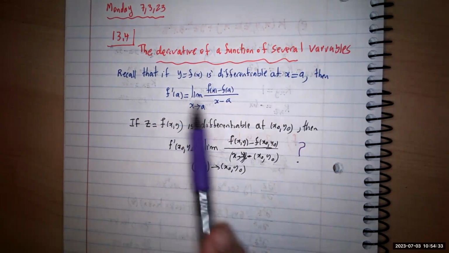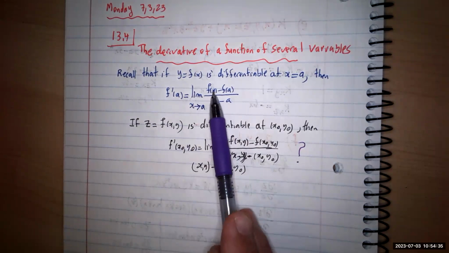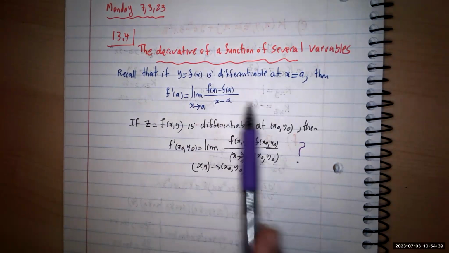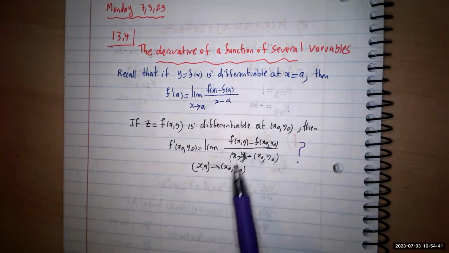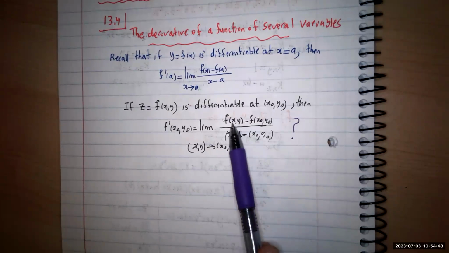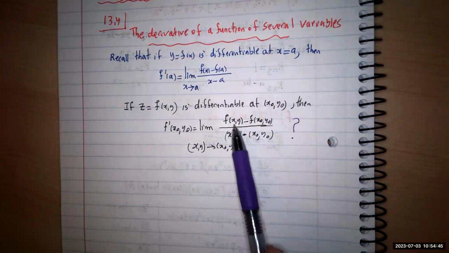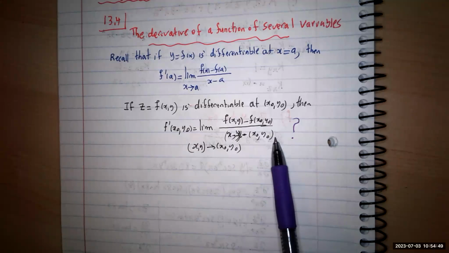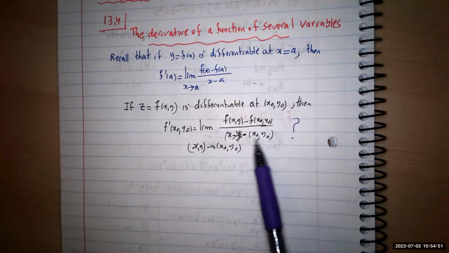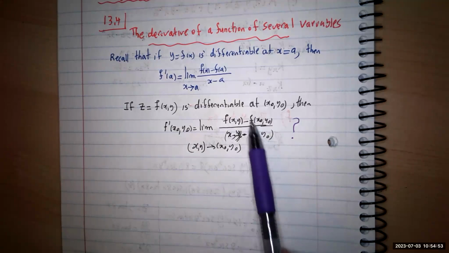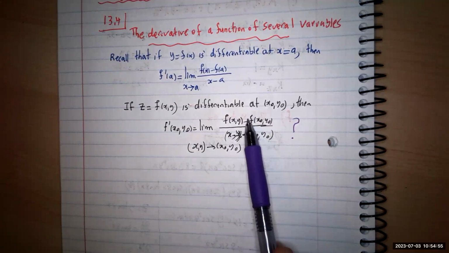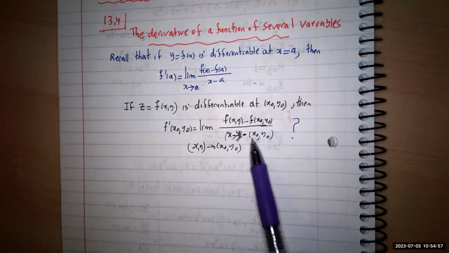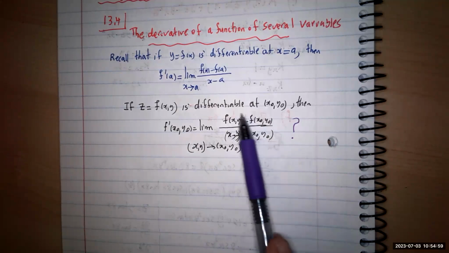You see, in the case of the real numbers, this is a real valued function. This is a number, and this is a number. So when you divide it, it makes sense. But over here, the top is a real valued function, so the top is numbers, but the bottom are vectors. The difference of two vectors would be a vector. So you get a number on the top, you get a vector on the bottom. It doesn't make sense here.